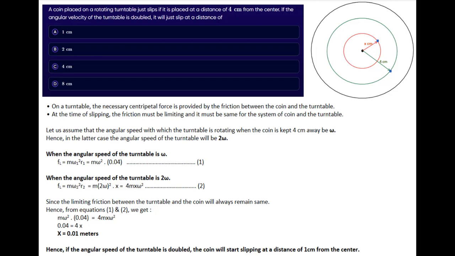Hello students, we have a question in front of us. This question belongs to the chapter circular motion. Let's read out the question and then see how to solve this question.